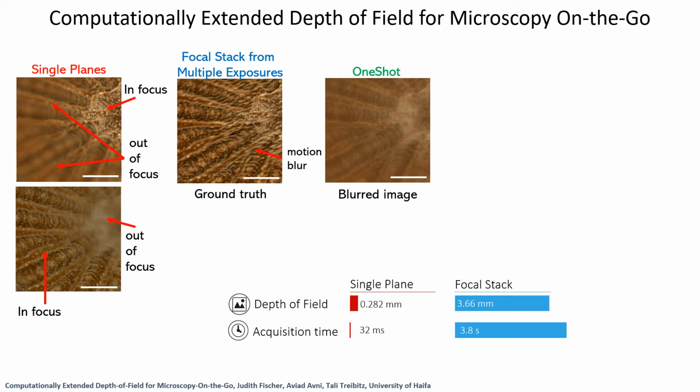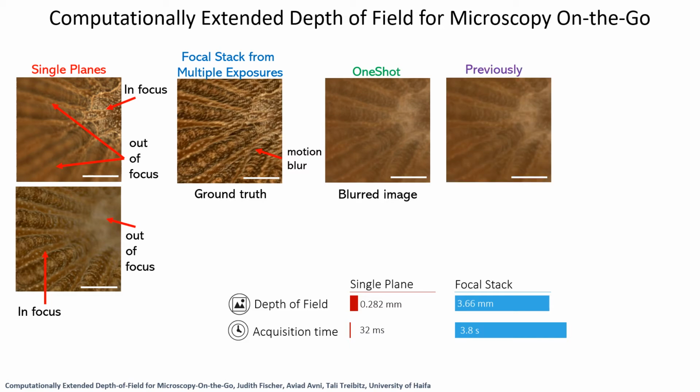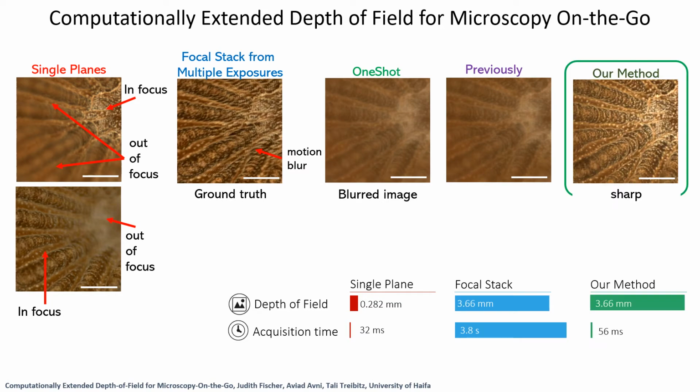The one-shot image has to be deblurred in post-processing, and previous methods suggested simple deblurring based on restricting assumptions that led to a limited range. We suggest using a deep neural network for deblurring and show a 10-fold increase in the depth of field with a minor increase in the acquisition time.